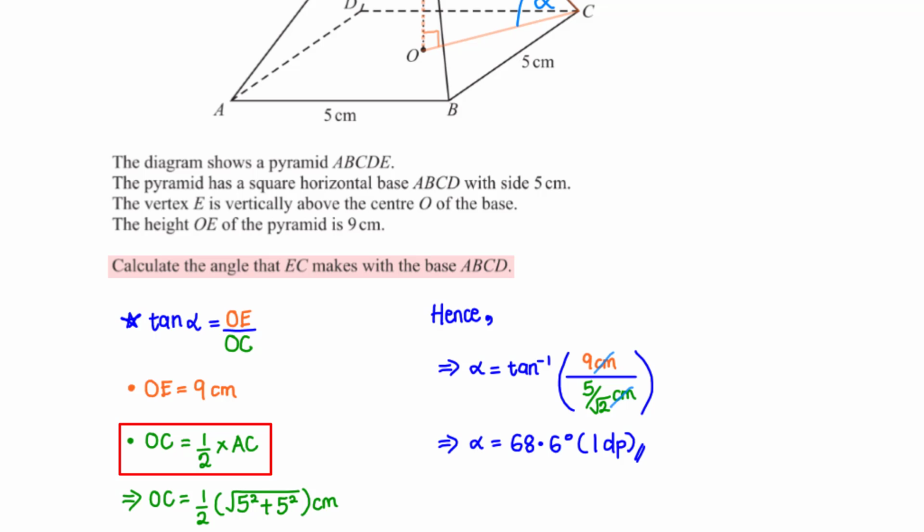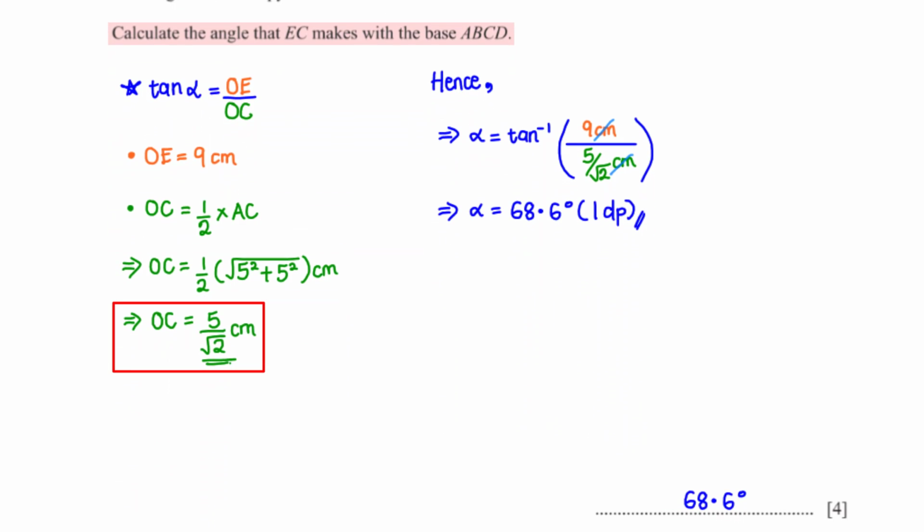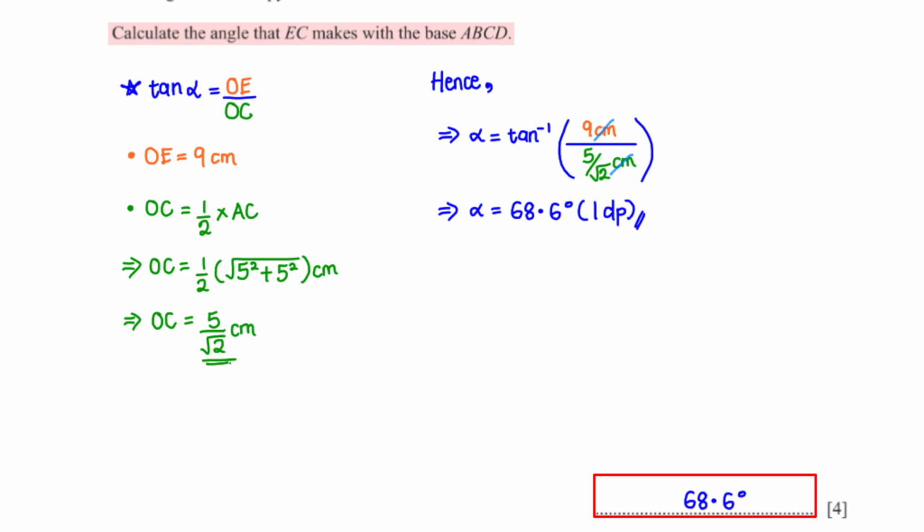And so by applying the Pythagoras theorem, we get the length of AC to be square root of 5 squared plus 5 squared centimeters. When we type this into the calculator, we get 5 over root 2 centimeters. When we make alpha the subject, this is what we have. When we type this into the calculator, we get 68.6 degrees rounded to 1 decimal place.